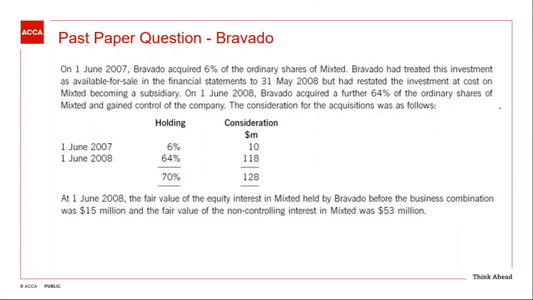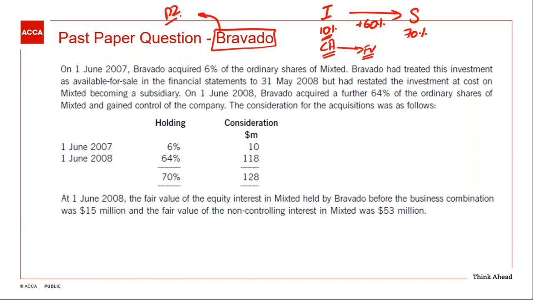So let's quickly recall what we had discussed about step acquisition. Say we had an investment of 10%, and we acquire some new shares, say 60%, and now our holding is 70%. In this case, the accounting is based on an assumption that the old investment of 10% is sold and repurchased at fair value. So we bring the carrying amount of the old investment to its fair value. Now we are solving a past paper question, Bravado, which was a P2 past paper question, where usually the carrying amount of the old investment was given in the balance sheet, but in the SBR paper, the question is going to provide the value somewhere inside the scenario.